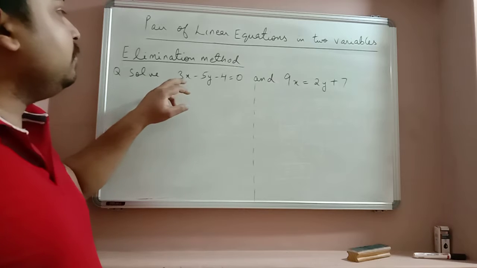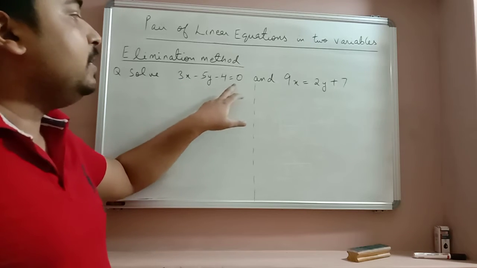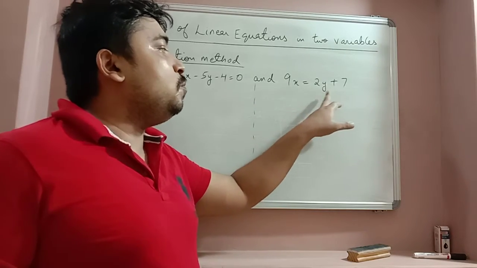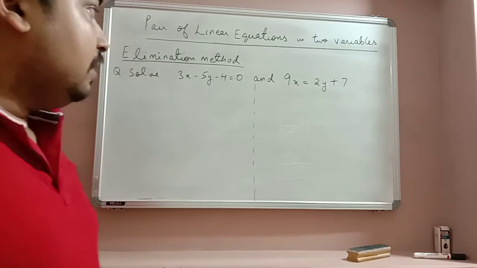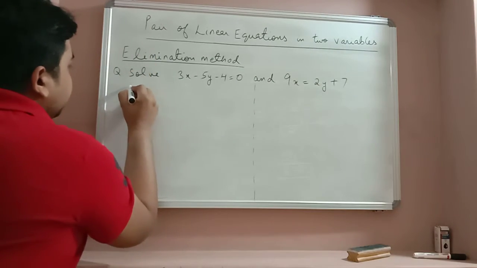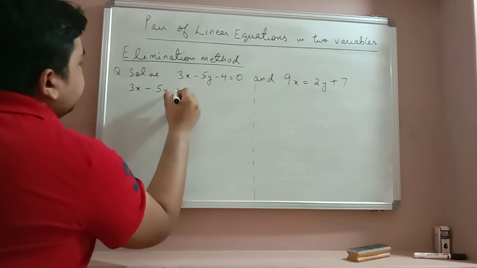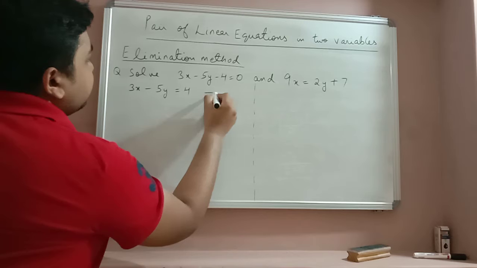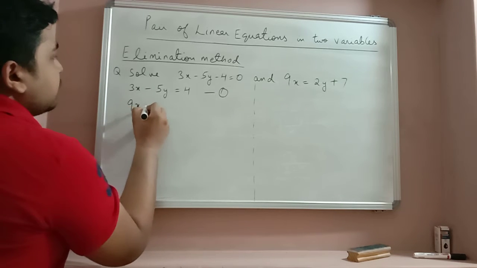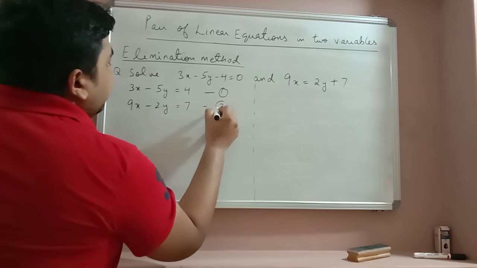We need to solve these two equations. The equations are 3x minus 5y minus 4 equals 0 and 9x equals 2y plus 7. Now let's see how we can do this. I'll first take up the equations. The equations are 3x minus 5y equals 4. This is our equation number 1. And 9x minus 2y equals 7. This becomes our equation number 2.